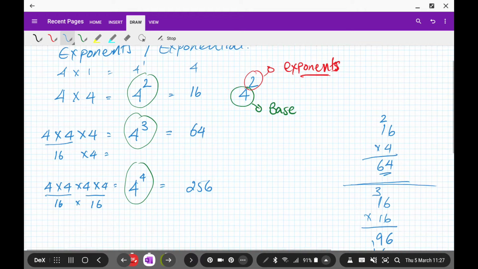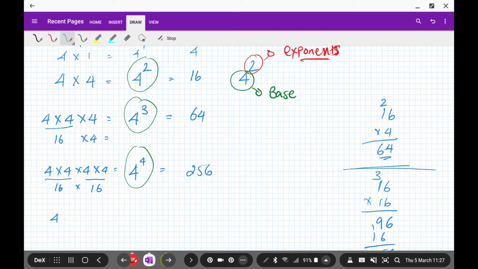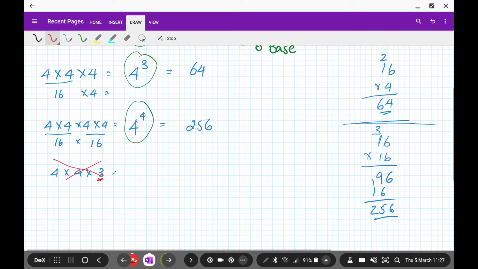But now to qualify this, let's say, for example, if I write 4 times 3, this will not qualify for exponential. We cannot write this because the number 3 is different. So every number has to be the same. An example would be 10 times 10 times 10 times 10, and this can be written as 10 to the power of 4. Are you guys okay with that?